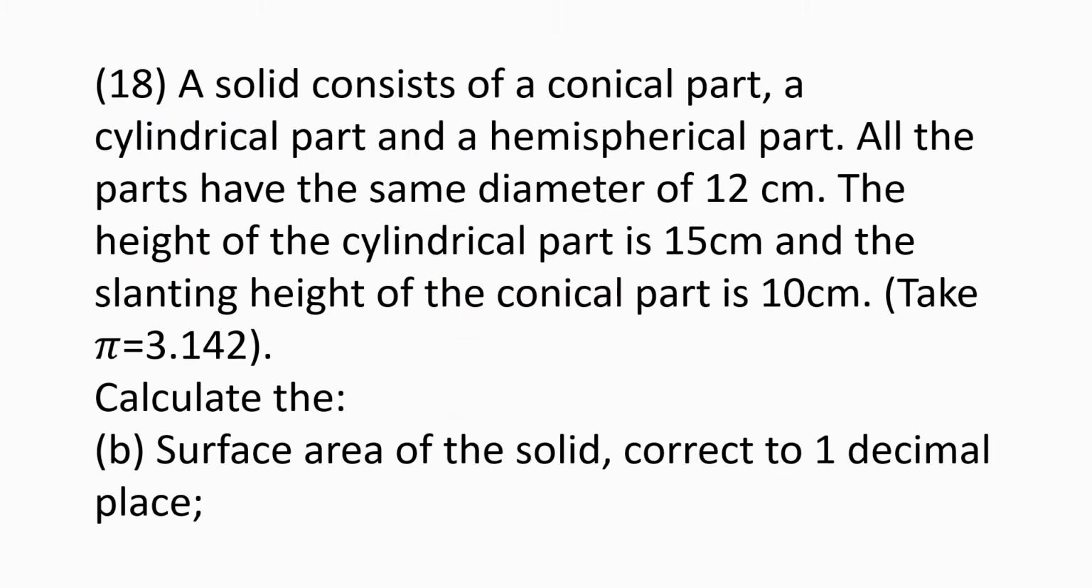Part B. Calculate the surface area of the solid correct to 1 decimal place. That was the illustration of the solid, and the diameter is 12 centimeters. The height of the cylindrical part is 15 centimeters, and the slanting height of the conical part is 10 centimeters. Then in part A, we established that the radius is 6 centimeters. H1 is 6 centimeters and H3 is 8 centimeters. That is the height of the hemispherical part and the height of the conical part.